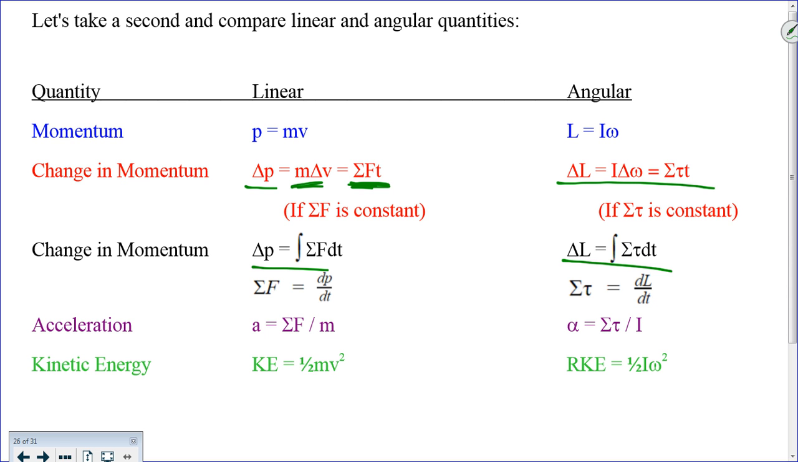Remember, impulse, the change in momentum, is the integral of net force with respect to time. Similarly, your change in angular momentum is equal to the integral of net torque with respect to time. Cool? And then you can go the other way and differentiate. Remember, we said that Newton defined net force as the rate at which momentum changes. Similarly, net torque is the rate at which angular momentum changes. Newton's second law: net force over mass. Newton's second law, net torque over I.